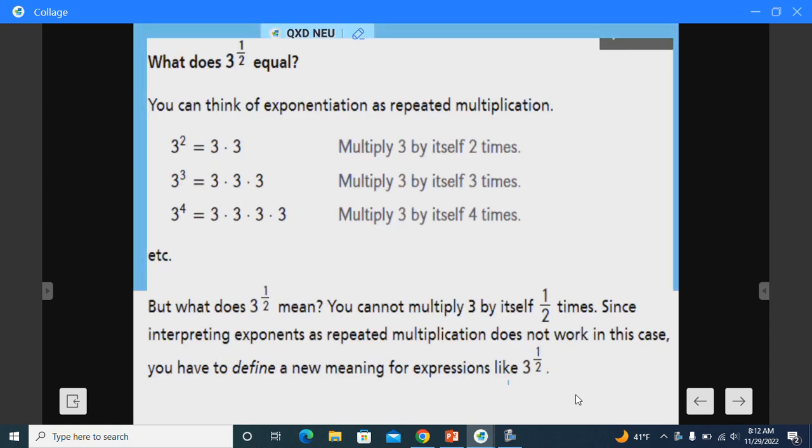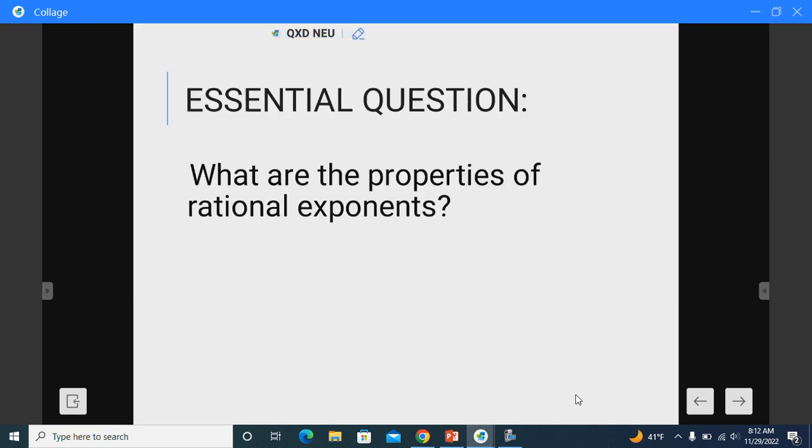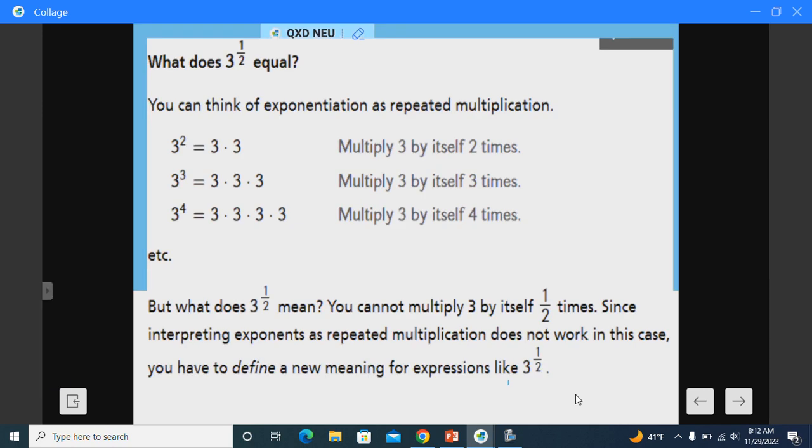So, what does 3 to the power of 1/2 equal? You can think of exponentiation as repeated multiplication. As you recall, 3 squared is 3 times 3. With 3 to the power of 3, the 3 is being multiplied thrice, and 3 to the power of 4 means the 3 is multiplied 4 times. So that is having an integer as a power.